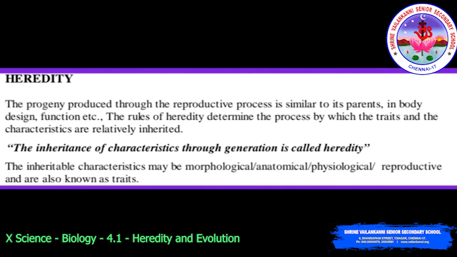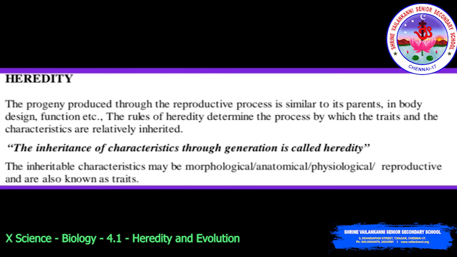What is heredity? We're going to discuss it now. The progeny, that is the offspring, produced through the reproductive process is similar to its parent in body design, function, etc. The rules of heredity determine the process by which traits and characteristics are inherited. The inheritance of characteristics through generations is called heredity. In simple words, transferring characters from one generation to the next generation is called heredity.